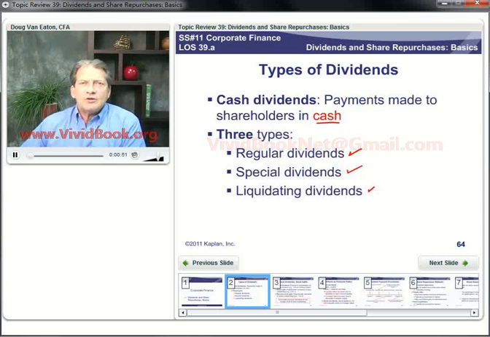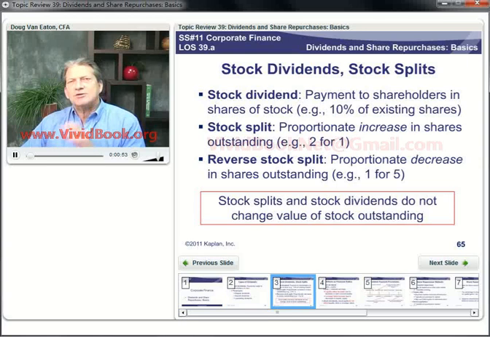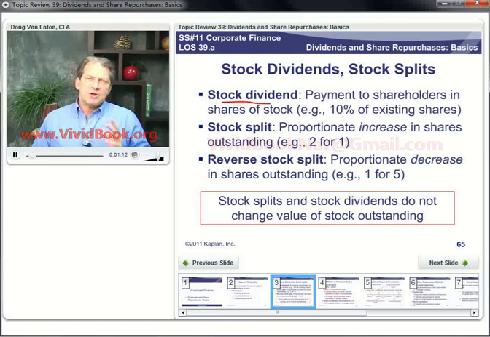Now, we can also have stock dividends. Stock dividends don't pay any cash. They pay additional shares. So, for example, if there's a 10% stock dividend and you own 100 shares, you'll get 10 more shares. A stock split is a little bigger than a stock dividend. It's a proportionate increase. It could be 3 shares for every 2 you own, which would turn 100 into 150, or a 2-for-1 stock split. You'd end up with 200 shares for every 100 that you originally owned.